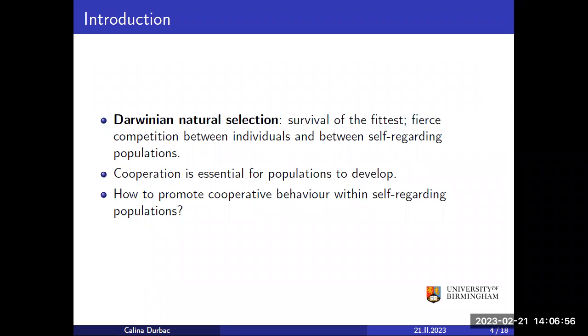So because it is so important, we want to find ways to promote cooperative behavior within selfish populations. And fear not, there are plenty of ways to do that. Direct reciprocity: A helps B. Indirect reciprocity: A helps B, B helps C. And what we're interested in today is institutional incentives, and in particular, we're interested in using reward and punishment in order to make people cooperate.